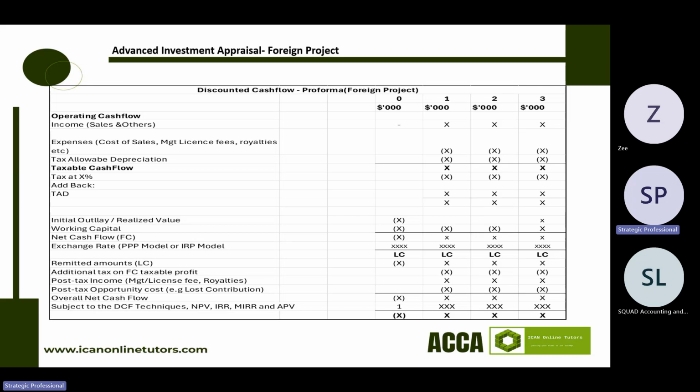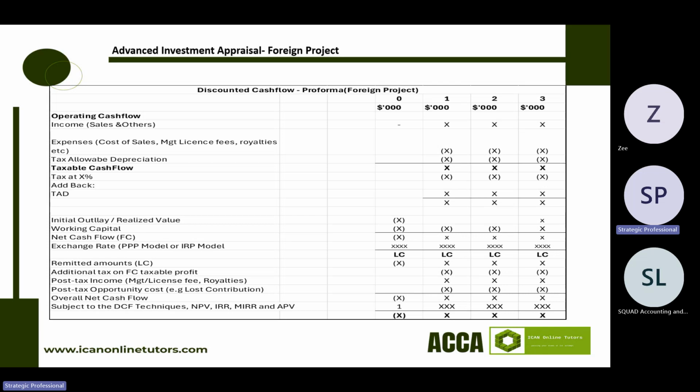So after converting, we now get the what? The remitted amount. The remitted amount is in what? The local currency, which in this case, as the example I've given, is yen to naira. So the local currency is what? It is naira.